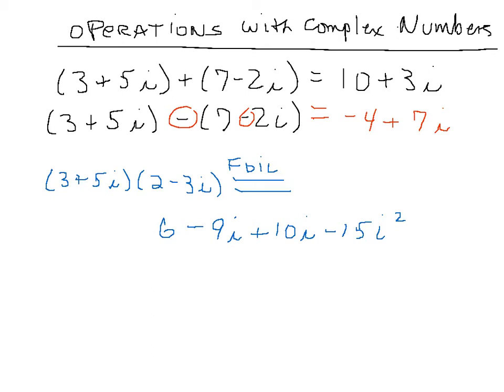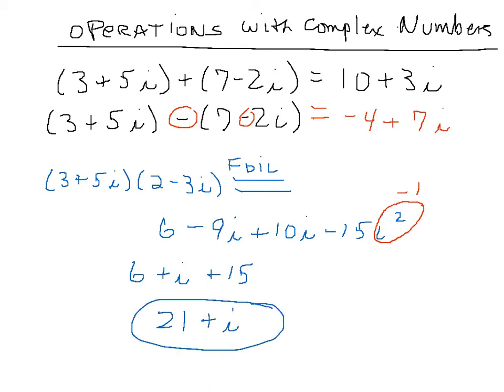Now, let's remember, this is the big deal and this pops up all the time. i squared is minus 1. So this then simplifies to 6 plus i plus 15, right? We have a minus times a minus. And so finally my answer is going to be 21 plus i. So multiplying two complex numbers really and truly is all about FOIL.